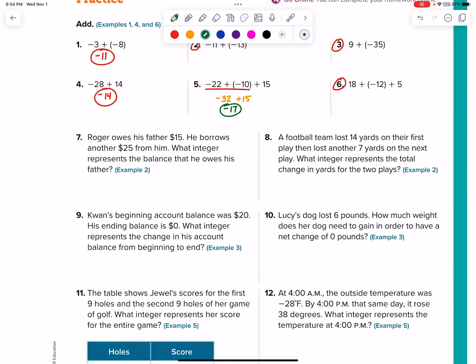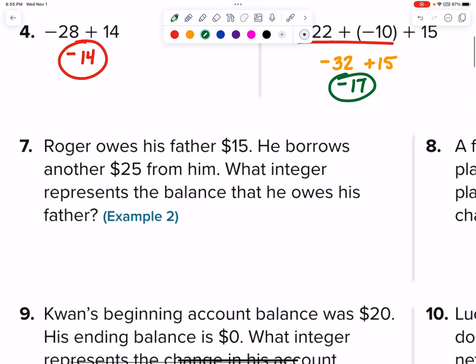All right, let's do some word problem ones. You can see the example 2, 3, 5, and so on. So let's check it out. Your tip for this one, it's word problems. Start labeling in the word problem. You must do it. I always tell you do it. He owes his father $15. That means that's a negative. That's a debt. And then he borrows another 25. So he's negative again. So you have to notice that.